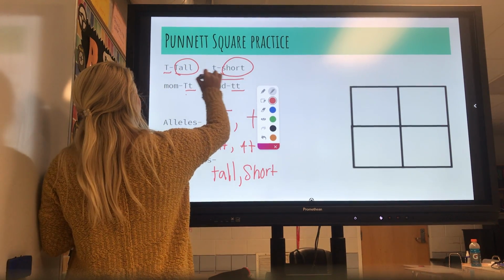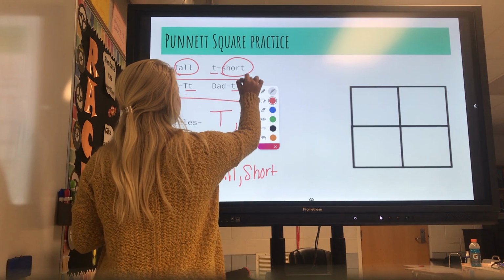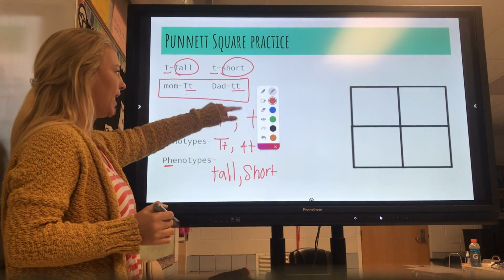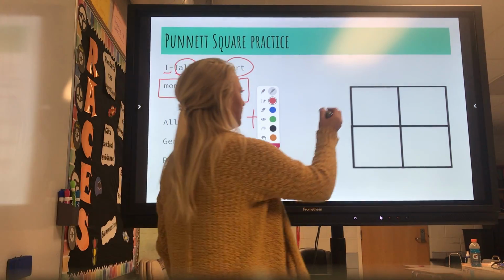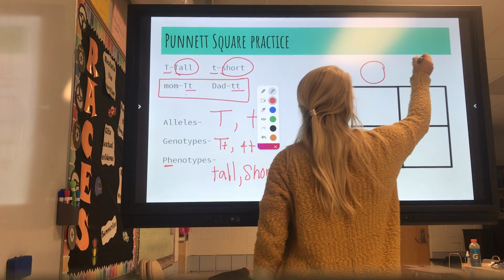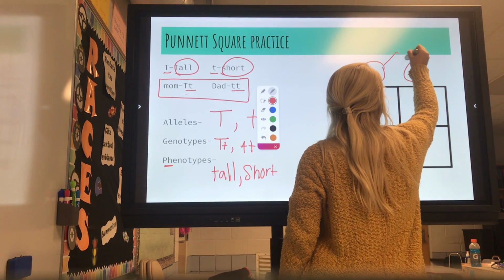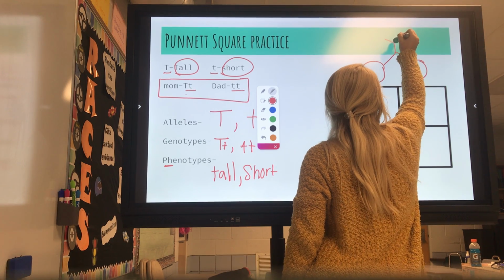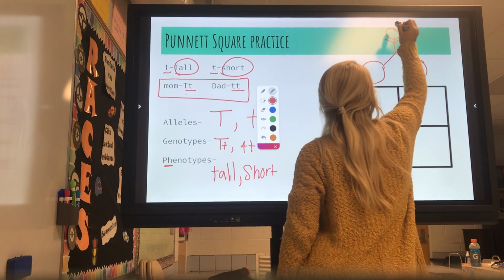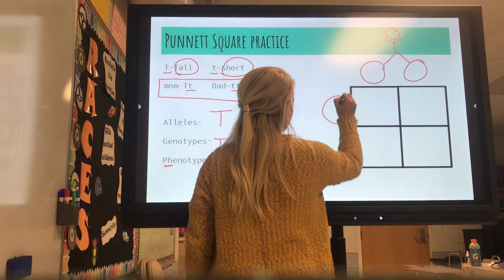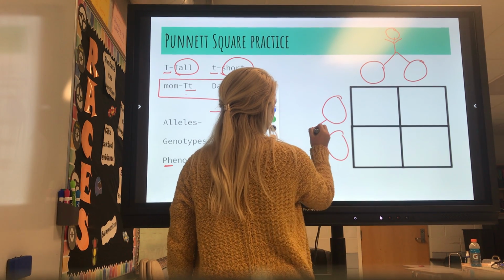All you need to know right here is that mom and dad are going to go in two different parts. So the way I like to start off teaching a Punnett square is I draw a mom and dad. So here's your dad, and here's your mom.